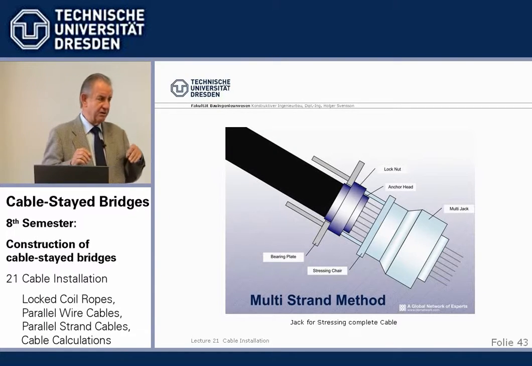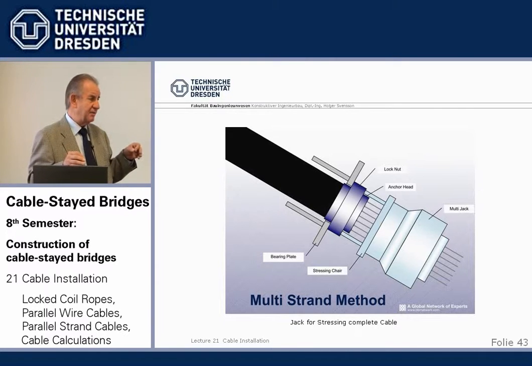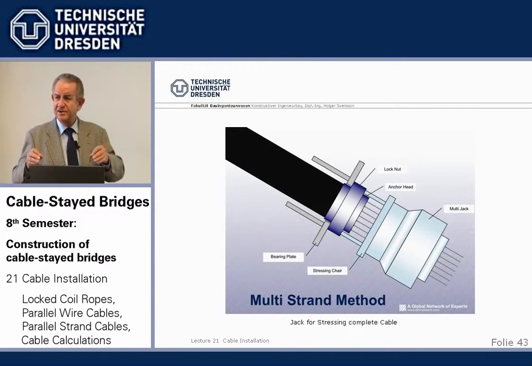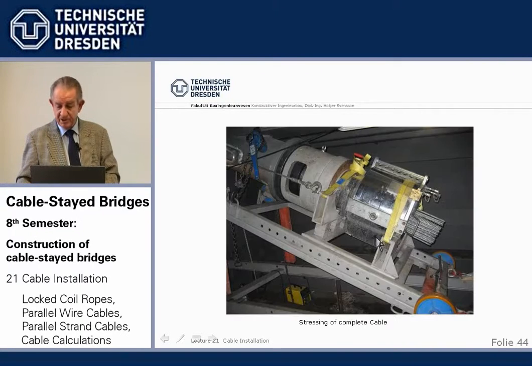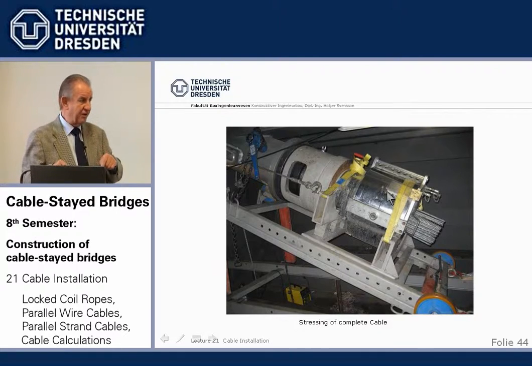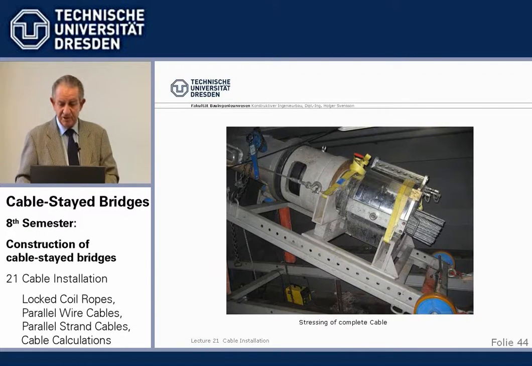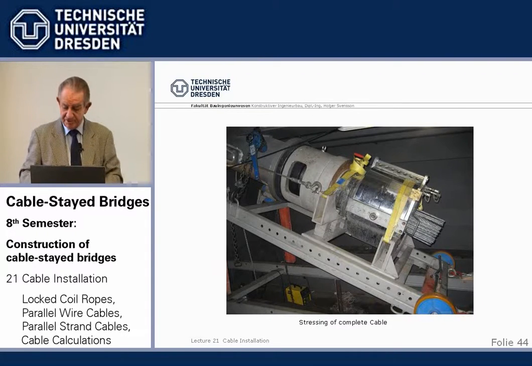We can also, after the initial installation is complete, stress the full cable. For that, we have to thread all the strands through, anchor it here, and use a multi-strand jack, which we can see here is a rather heavy thing. It has to be used for the shop-fabricated cables all the time, because there we just have the full cable. It's not easy to move, but we can do it in one go instead of going to each individual strand.